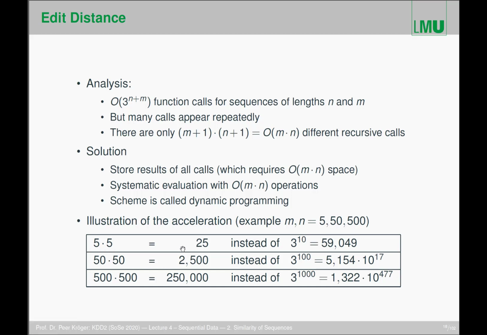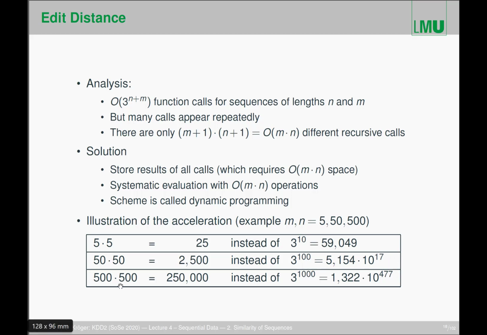So 5 times 5 is 25, instead of 3 to the power of 5 plus 5, which is 10, which is already approximately 60,000, instead of 25. You see that so many operations, or calls, are just redundant. 50 times 50 is even better, of course. 2,500 operations need to be evaluated, or called, and here it's a number which I cannot really say.